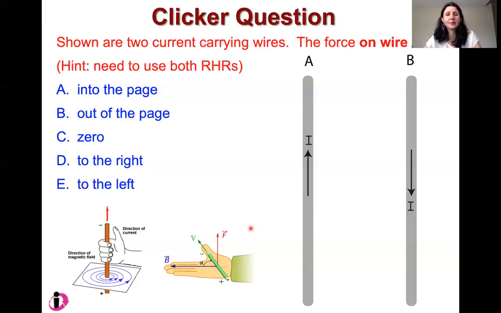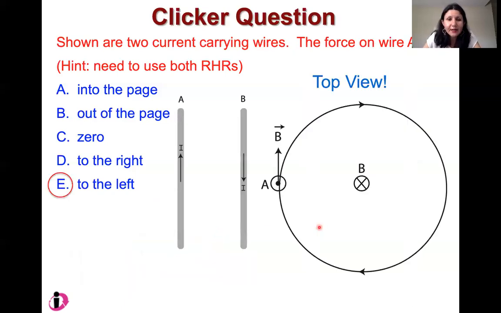So let's think about this. I find that this is a little bit easier to visualize if you change the perspective. So let's look at the top view. I just took these two wires and I'm looking at them from the top. Wire A is this one here with current coming towards me out of the board, and wire B has the opposite current going into the board.